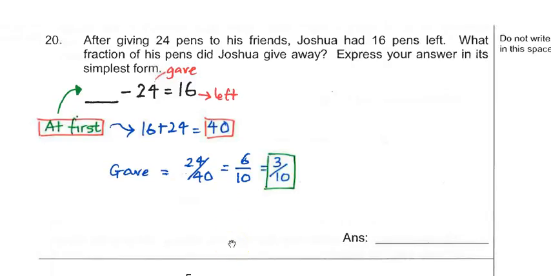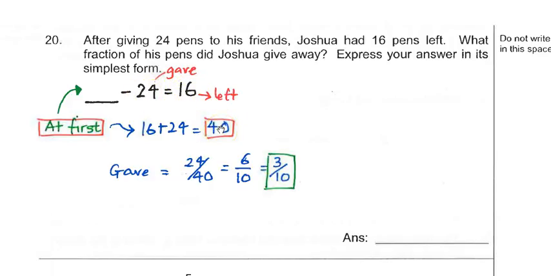After giving 24 pence to his friends, Joshua had 16 pence left. What fraction of his pence did Joshua give away? Express your answer in the simplest form. Now you must have this visualization. You must think this way. At first he has certain number of pence, gave away 24, left 16. So in order to find at first, you take 16 plus 24, you get 40.